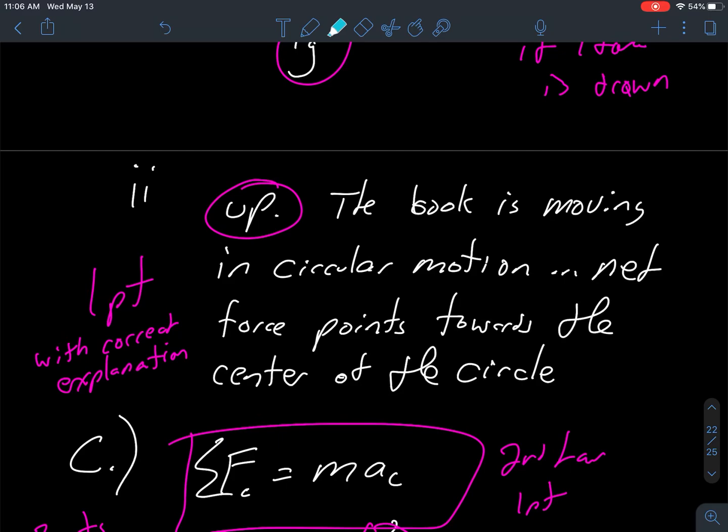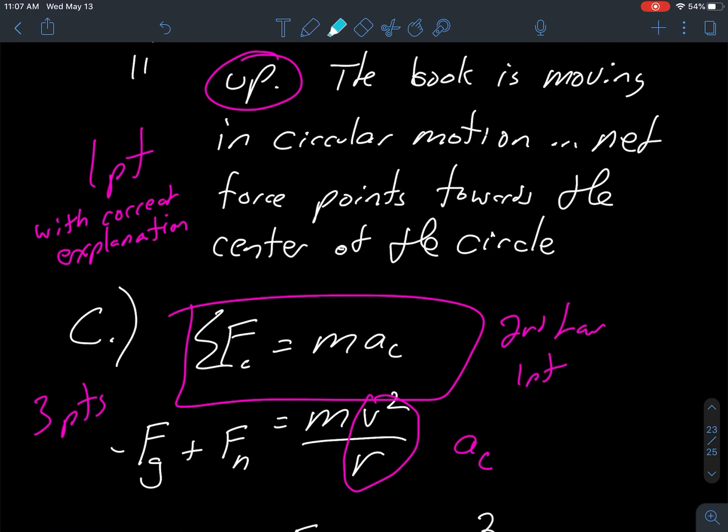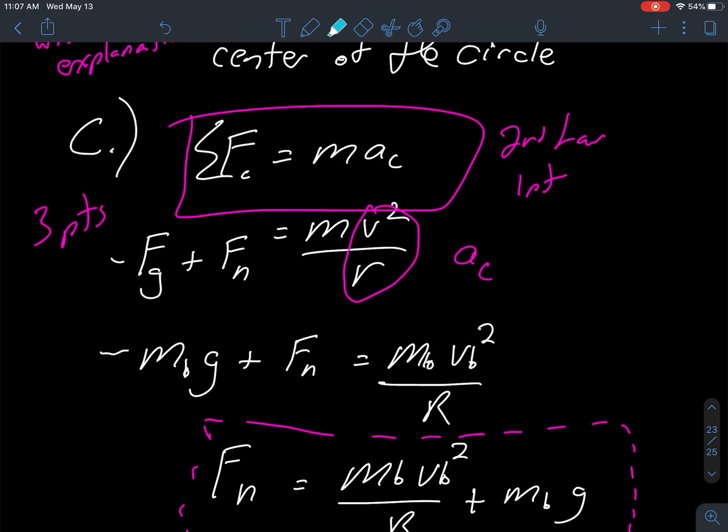You simply have to mention that it's circular motion, and the net force, or centripetal force, needs to be going towards the center of the circle. So therefore, the overall net force needs to be going up since the center of the circle is above the book. That was just 1 point, as long as you selected up and gave a correct explanation.